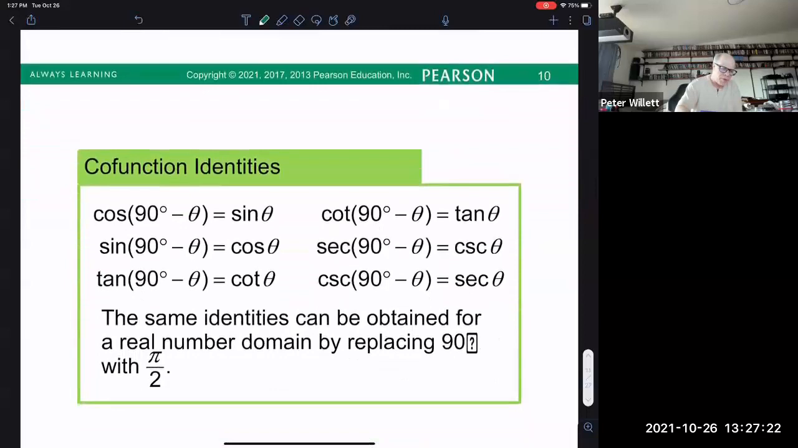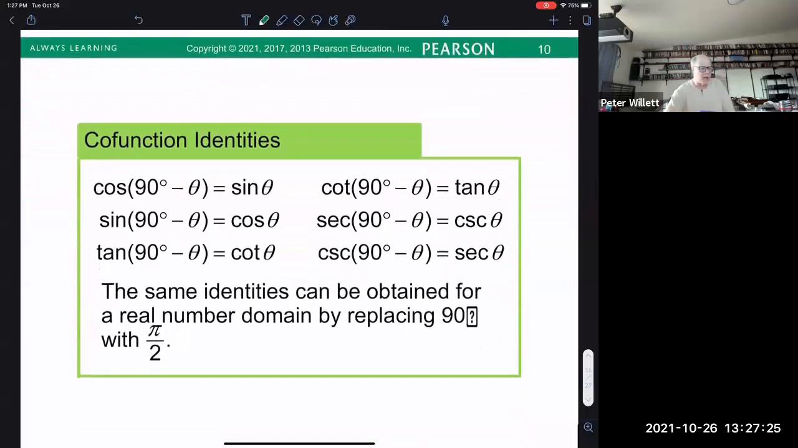So then they throw some stuff down here, which a lot of it we kind of know already or don't know, but we could look at it graphically. So let's take a look at a few of these and see what we think. These are the cofunction identities.